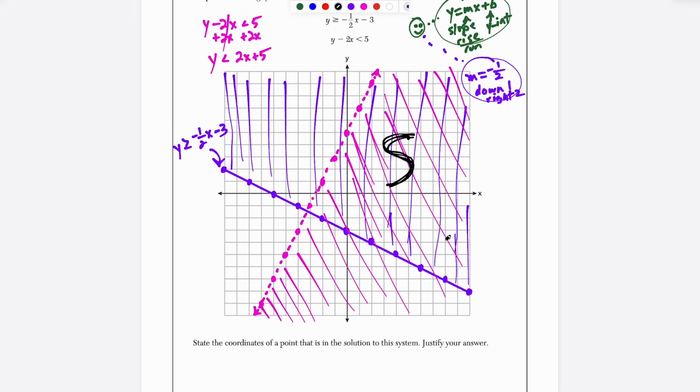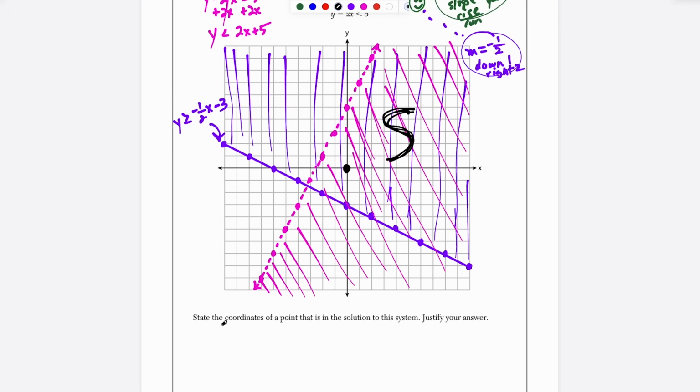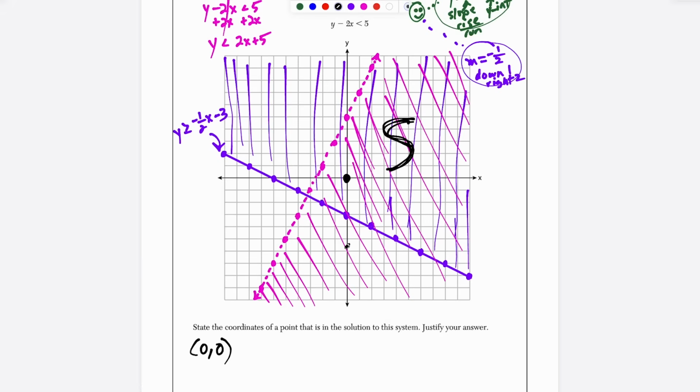Now here, for the last part, they're asking us to state the coordinates of a point that is in the solution to the system, and we have to justify our answer. The easiest one I could see is the point 0, 0. So I'm going to say 0, 0. Justification means we don't have to write a sentence; it just means we have to show why this works. My favorite way to show why is to just plug in.